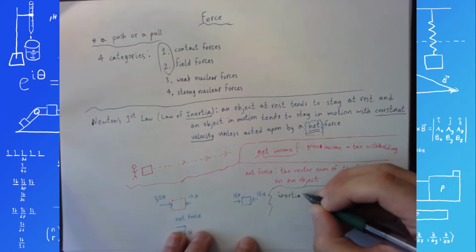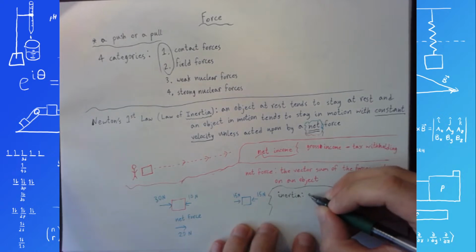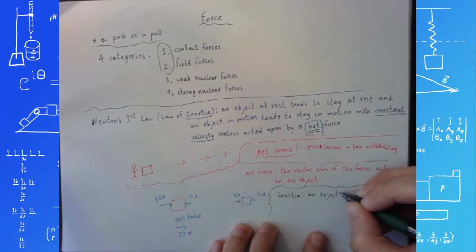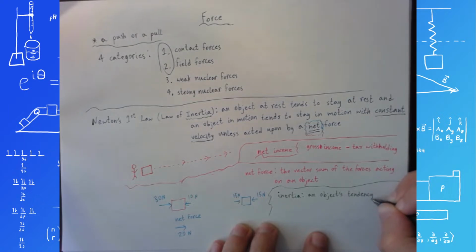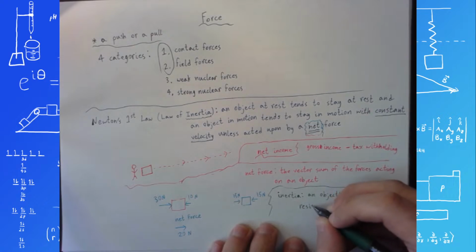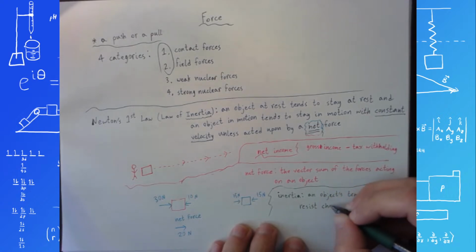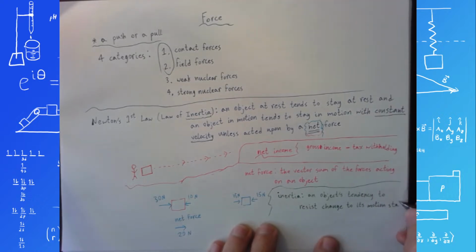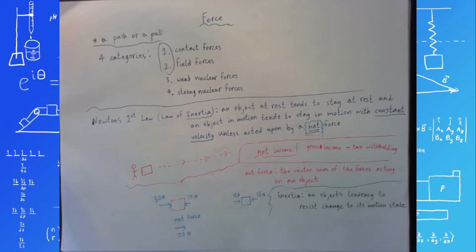Inertia: an object's tendency to resist change to its motion state. And motion state is just a fancy way of saying velocity.